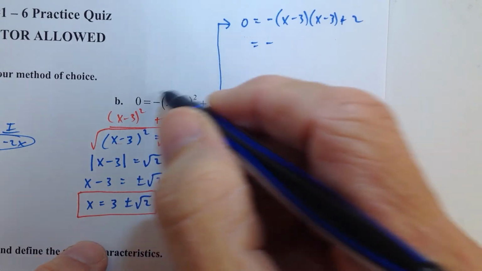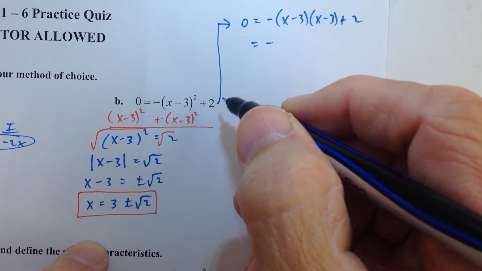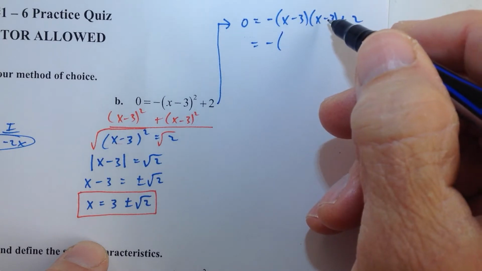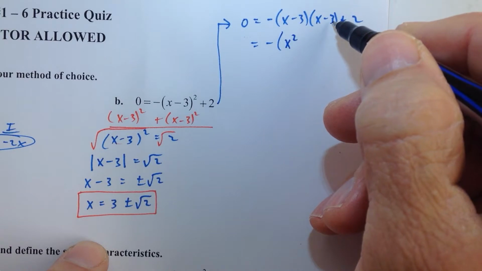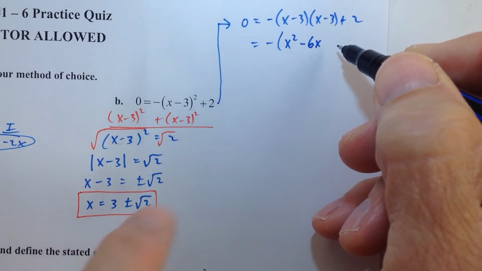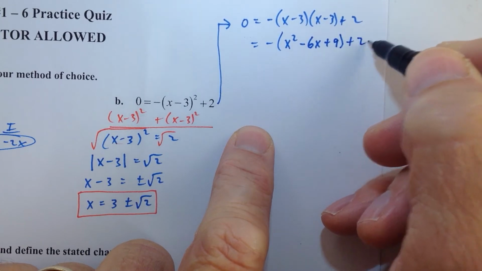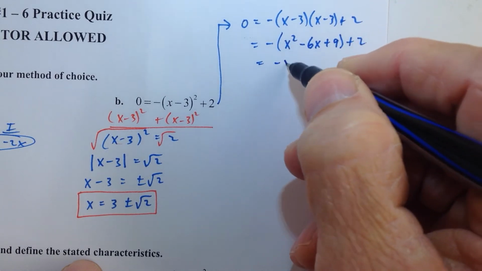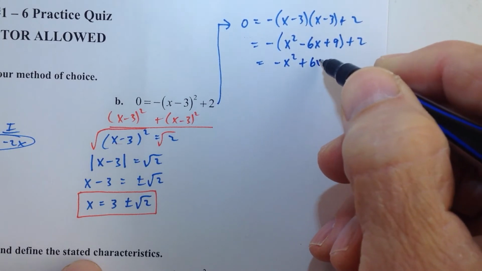I'm going to actually rewrite the entire equation in standard form. So when I multiply x minus 3 by itself using the FOIL method, x times x is x squared. The outer is negative 3x and the inner is negative 3x. So when we add those two up, we get negative 6x, and then negative 3 times negative 3 is positive 9 plus 2, and then we're going to distribute the minus sign to every one of these terms. Negative x squared, the opposite of negative 6x is positive 6x.